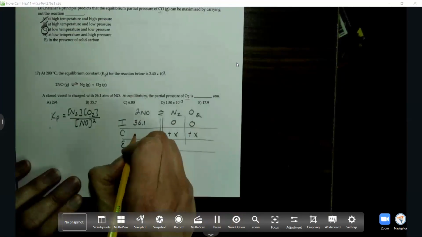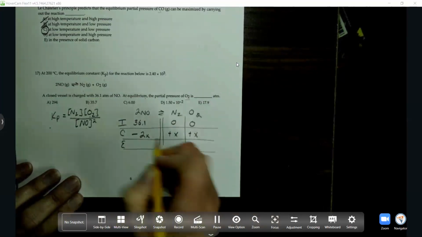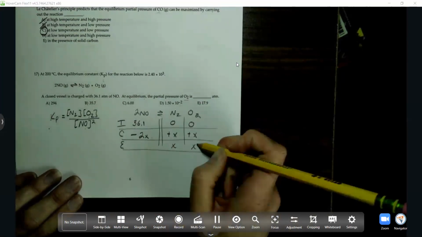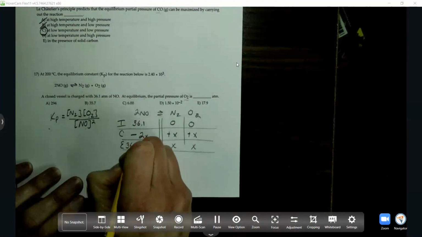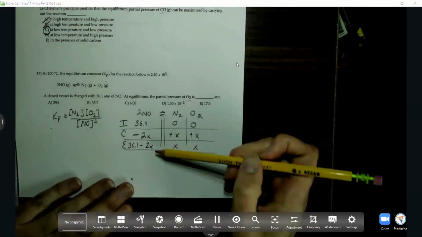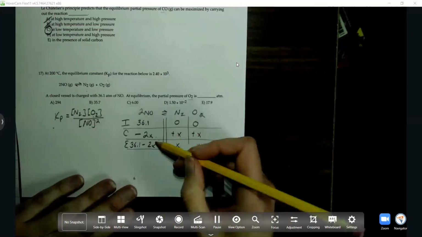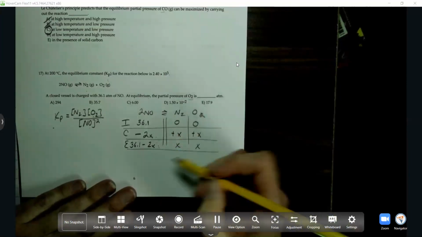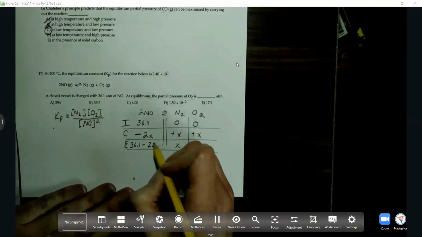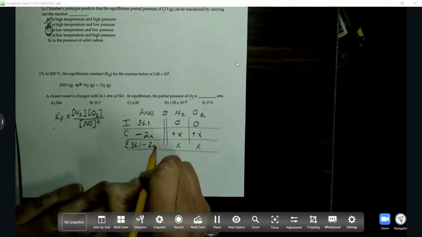And it's going to lose 2x of the NO, the starting material. So at equilibrium, we have some amount of N2, some amount of O2, and 36.1 minus 2x. I will tell you that in this problem, you cannot neglect 2x. I would not put this question on the exam. It's just a practice problem. I probably should have changed the practice problem, but bear with me on this one. In this case, you cannot neglect x.